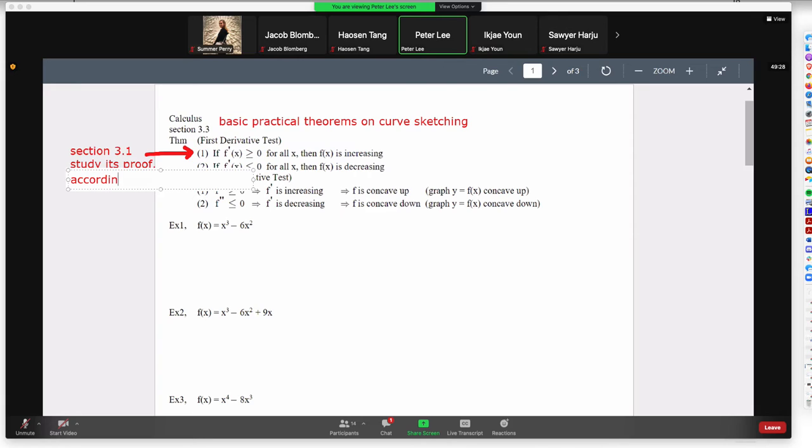According to its definition. Definition of what? Definition of increasing. If you look at the theorem here, there's the word increasing there, and so you want to know the definition of increasing so that you can prove it by the definition of increasing. So you have to show that f is increasing. That's what you have to show. You want to show that the function is increasing by the definition of increasing.